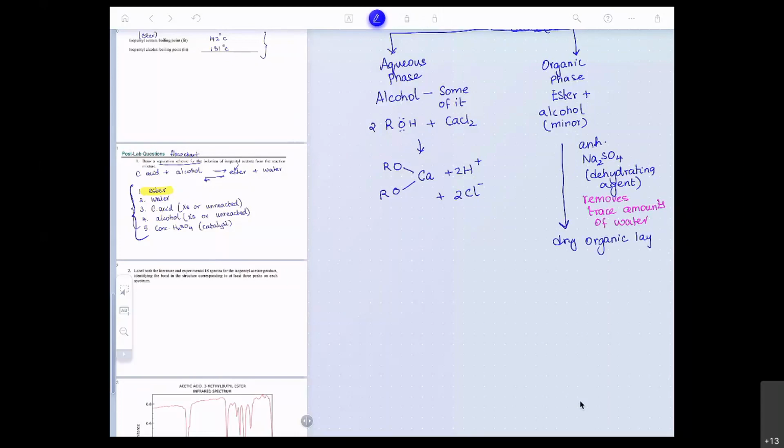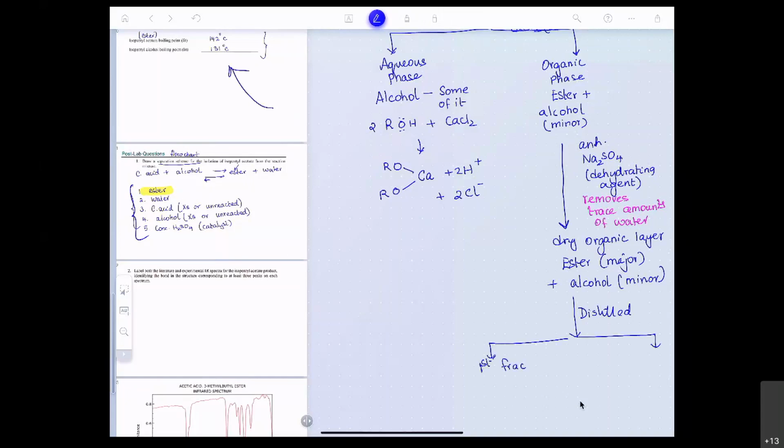This is still going to contain your ester, which is your major amount. You have worked very hard in removing as much alcohol as possible, but it's going to be contaminated with a little bit of alcohol. This is going to be distilled. And this is why we needed this temperature. In the distillation, your first fraction is going to be the alcohol boiling off at 131 degrees Celsius. Your second fraction is going to be your desired compound, which is the ester, at 142 degrees Celsius.